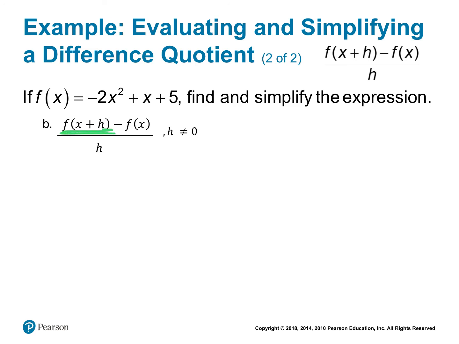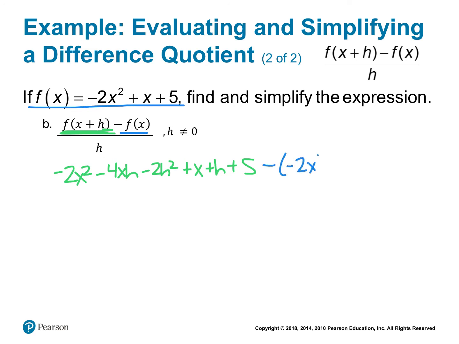So here's that piece. So I will rewrite what that was. It was negative 2x squared minus 4xh minus 2h squared plus x plus h plus 5. And now I'm going to subtract the original f of x right here. Make sure you're subtracting the entire quantity. And that's going to be all over h.